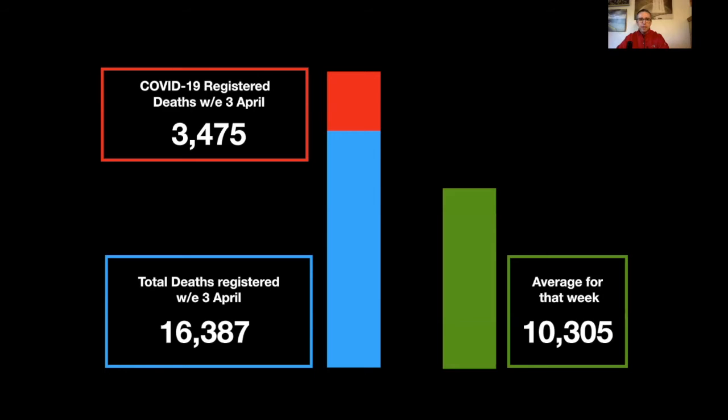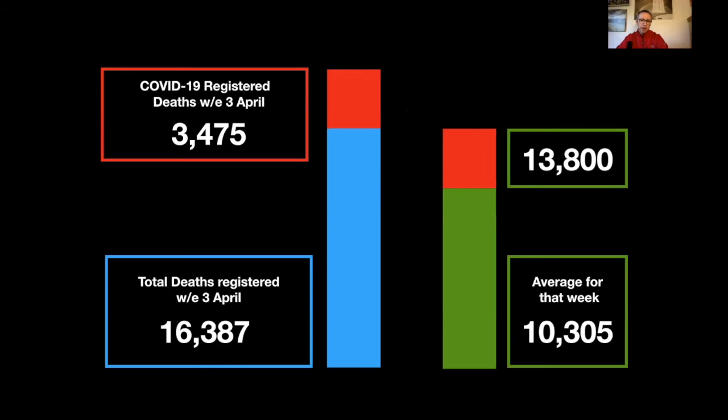And the interesting thing is this: if we assumed that all the COVID deaths, the 3,475, were extra deaths, then if you took an average week 14, 10,305, and added onto that the 3,475, you would actually get 13,800 deaths. But that's still some way short of the 16,387 that we actually saw in week 14 this year.